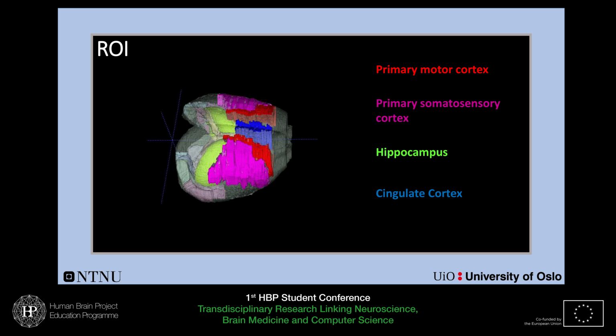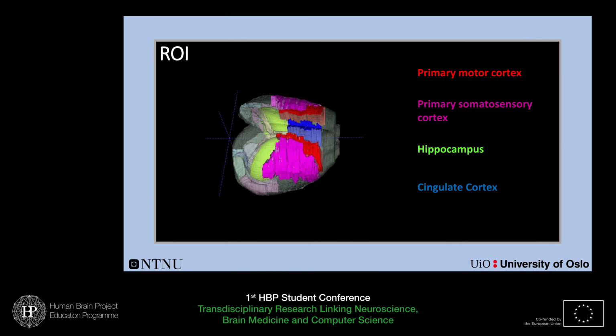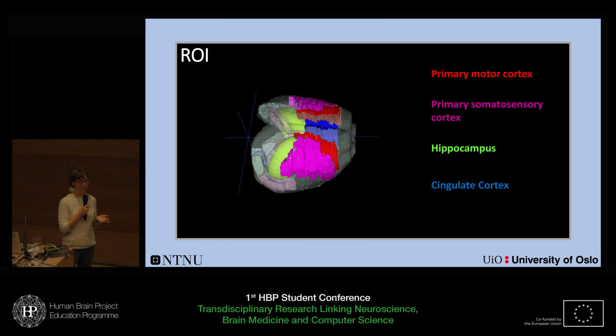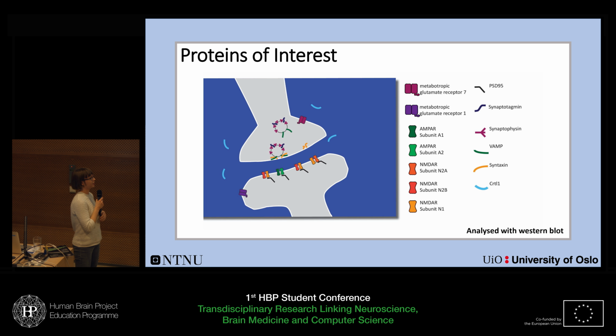And those are the regions I will be looking at. So the primary motor cortex and primary somatosensory cortex are a control, so I don't expect any changes to happen there. While the hippocampus and the cingulate cortex are part of the default network, and there I hope to find a difference between the stress-resilient and the stress-susceptible rat brains. And those are my proteins of interest, so it's basically just glutamatergic synaptic proteins. And I will analyze it with Western blot. I'm not sure if you're familiar with that, but it's just looking at the relative concentration difference and then comparing those with each other.